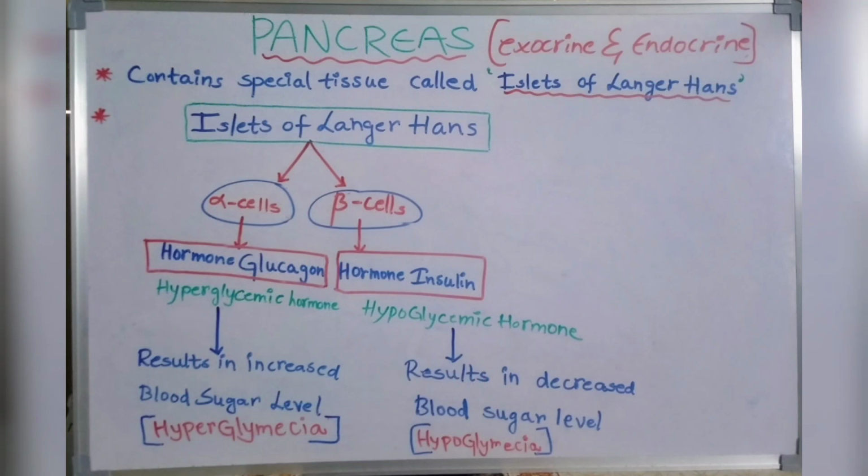The next one is the pancreas. The pancreas acts both as an endocrine as well as an exocrine gland. It contains a special kind of tissue called the islets of Langerhans. Islets of Langerhans consist of two special cells called alpha cells and beta cells. Alpha cells secrete a hormone called glucagon and beta cells secrete a hormone called insulin. Glucagon is generally called a hyperglycemic hormone and insulin is called a hypoglycemic hormone. Glucagon results in increased blood sugar level, a condition known as hyperglycemia. Insulin results in decreased blood sugar level, which is known as hypoglycemia.